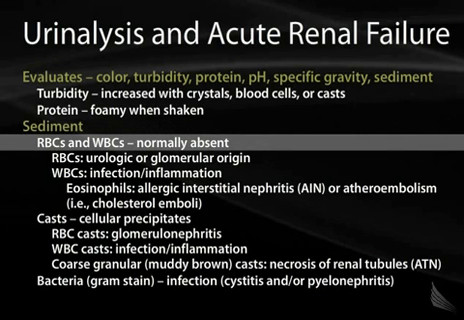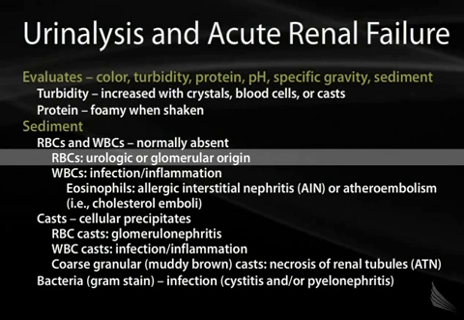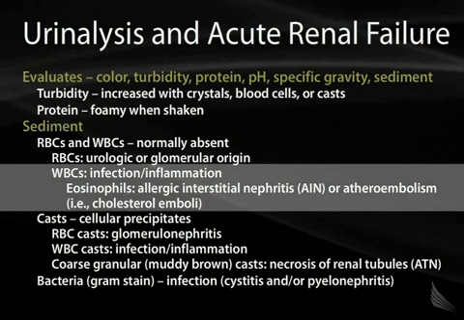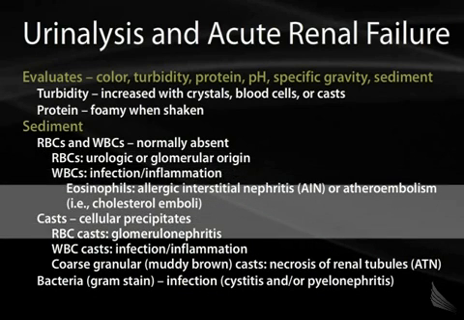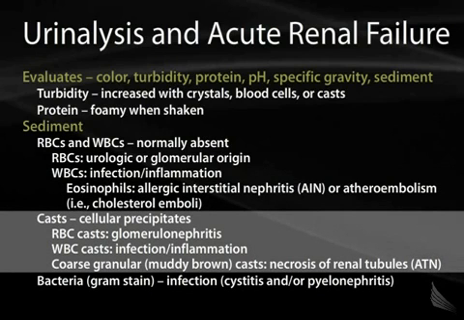As you recall, red blood cells and white blood cells should not be normally present in the urine. Red blood cells can have either a urologic or a glomerular origin, meaning they can be present from anywhere along the urinary collecting system or the kidney itself. White blood cells, the same. Casts, however, are specific to the kidney itself.